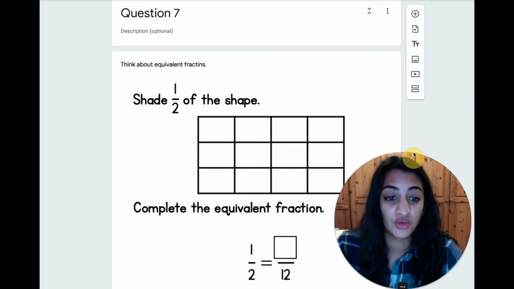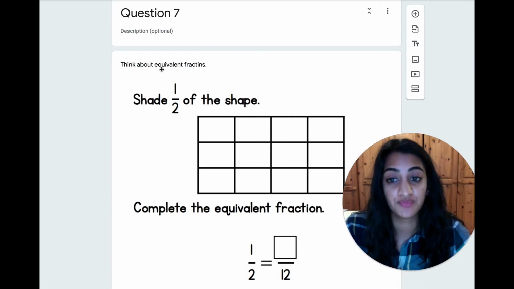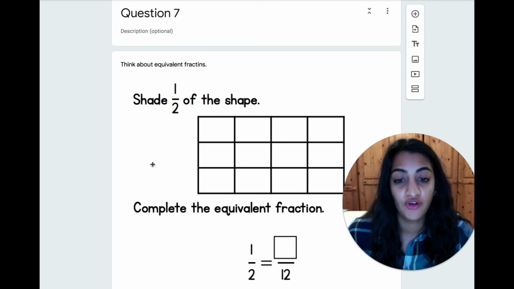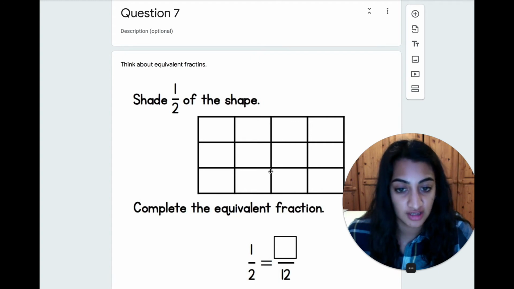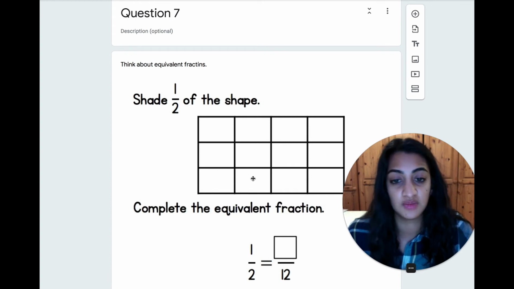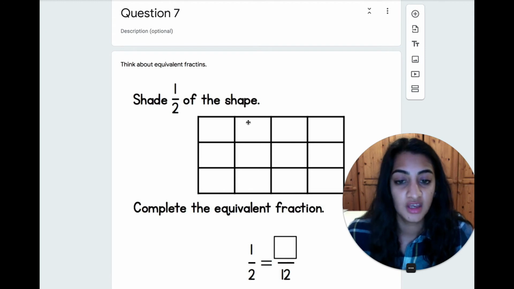Question 7 was actually a tricky one. It said here, think about equivalent, shade half of the shape. Now, I can't actually shade onto this screen, but I know that if I were to draw a line down the middle and make half, I would have to colour in this whole side to make half of the shape, which would be 1, 2, 3, 4, 5, 6 of these mini squares. So I know that 6 would be shaded in.